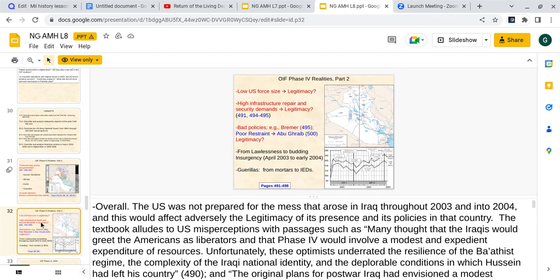Due to the small U.S. force size, they did not retain legitimacy. They were too small to be able to achieve the goals they had set out, basically, is what that's saying. There was high infrastructure repair and security demands, and they didn't have enough people to oversee all of that. in Afghanistan because of all the demands they had with repairing infrastructure and establishing security against the Taliban.